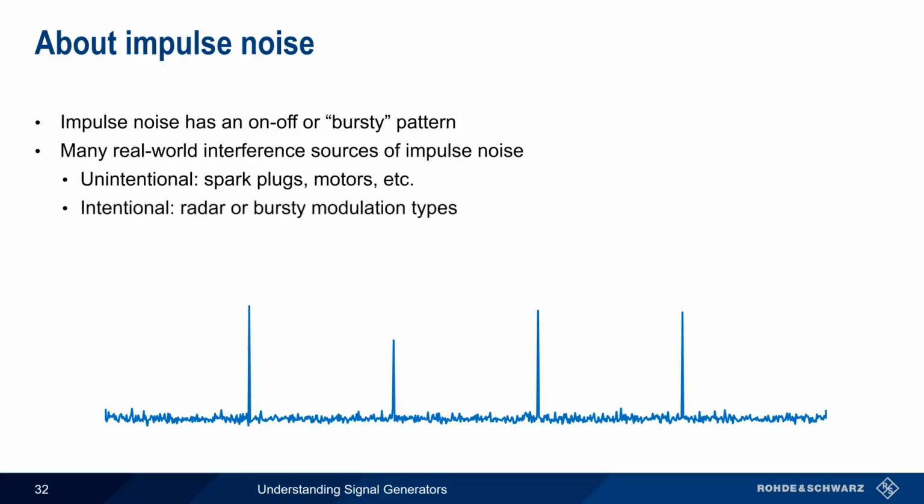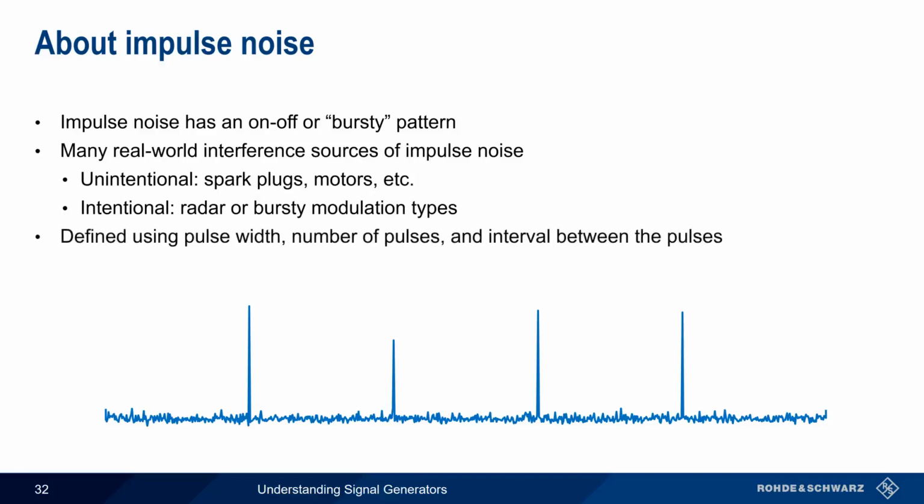But there are also numerous intentional sources of pulsed energy, with radar being the most obvious example, as well as some digital modulation schemes that transmit power in short bursts. Some vector signal generators can create impulse noise and add it to the baseband signal by defining the width of the pulse noise, the number of pulses, and the interval between the pulses. Again, the ability to add these impairments to the baseband signal makes it possible to test under more realistic conditions with a minimum of additional equipment and effort.